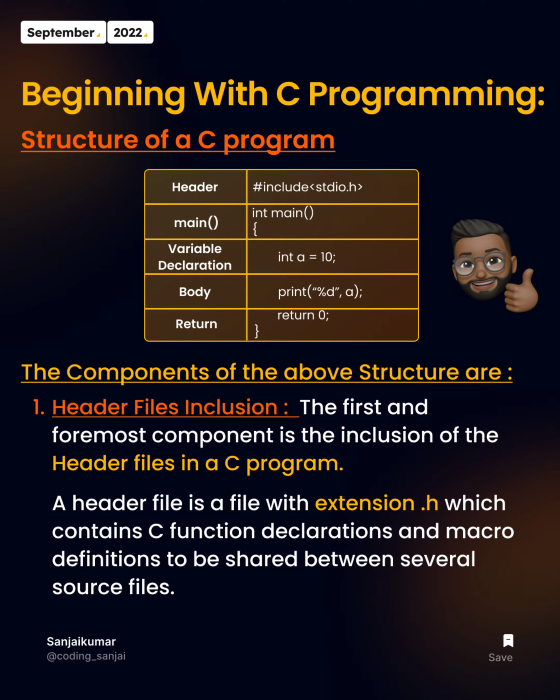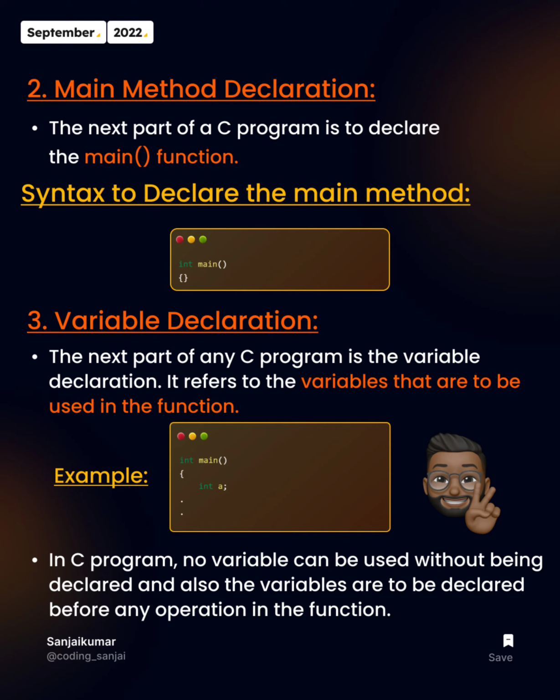Beginning with C programming. Structure of a C program. Header, main, variable declaration, body, return. The components of the above structure are: 1. Header files inclusion. The first and foremost component is the inclusion of the header files in a C program. A header file is a file with extension .h which contains C function declarations and macro definitions to be shared between several source files.